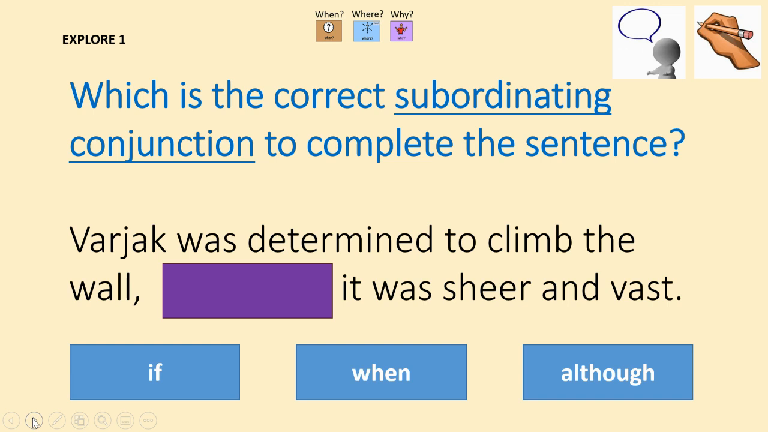Let's try the last subordinating conjunction, although. Help me out. Read it with me. We're going to use although. Varjak was determined to climb the wall, although it was sheer and vast. And although means even though. So even though it was sheer and vast, even though it was steep and really tall, he was still determined to climb it. Well, that makes sense. So Varjak was determined to climb the wall, although it was sheer and vast. Although is a subordinating conjunction there. Do you agree? Let's have a look and see. Although, yay, got that one right. Okay, we did that one together.